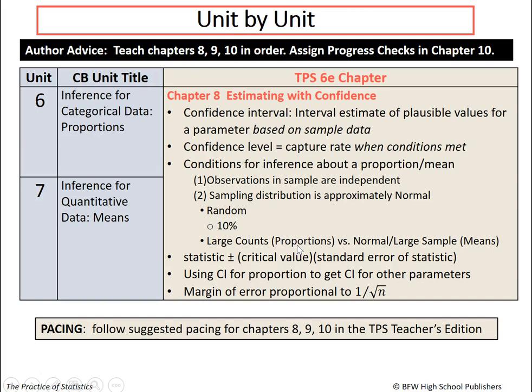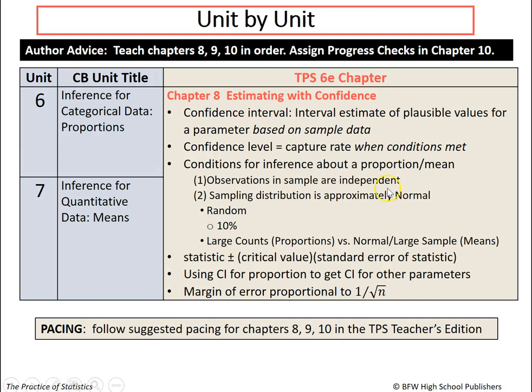So we look at n times p hat and n times 1 minus p hat before we construct our confidence interval and make sure those are both at least 10. And when doing inference about a mean, we check the normal large sample condition. So either the population is approximately normally distributed or the sample size is large enough, so say n is at least 30.